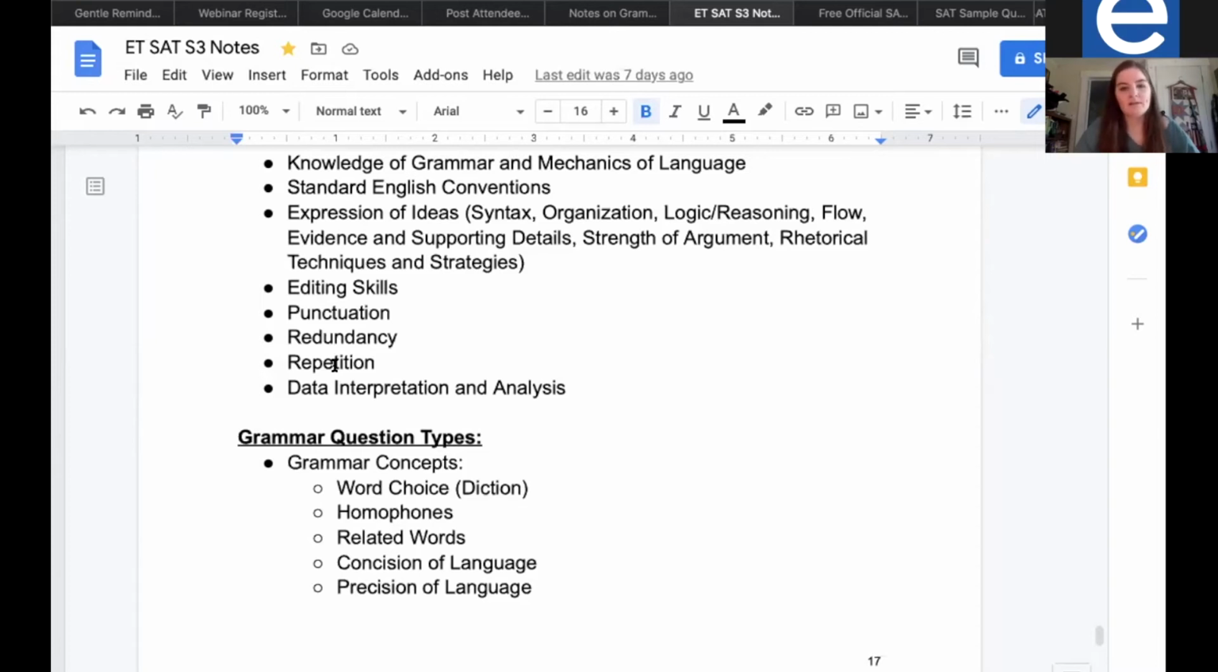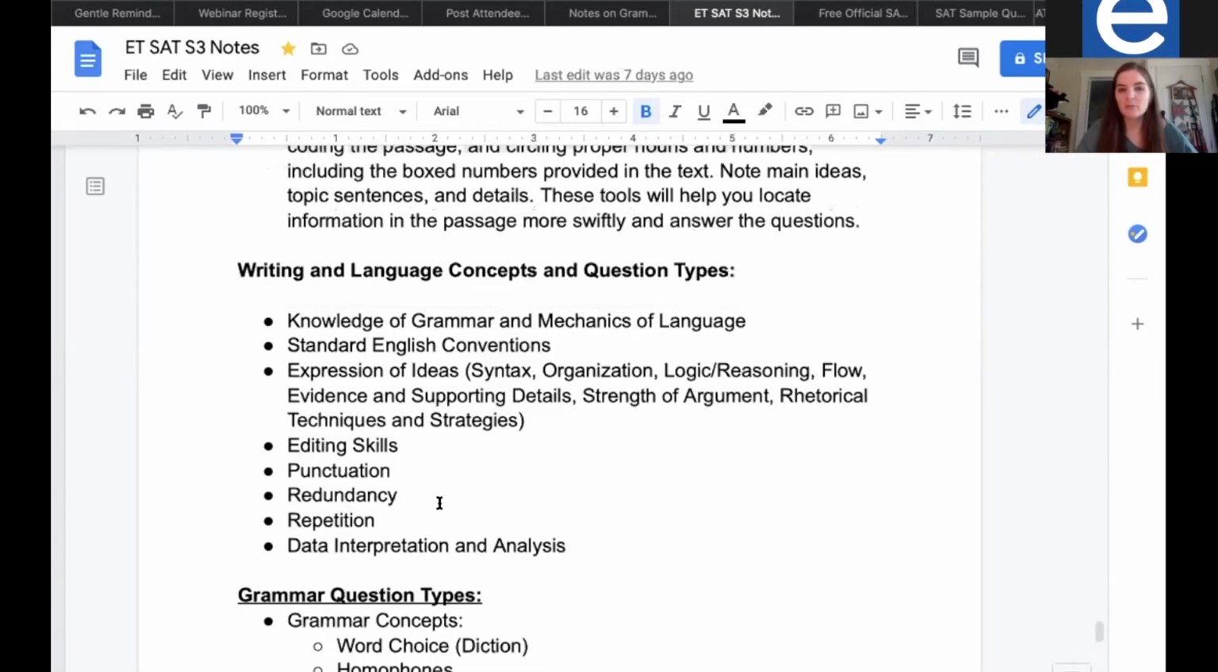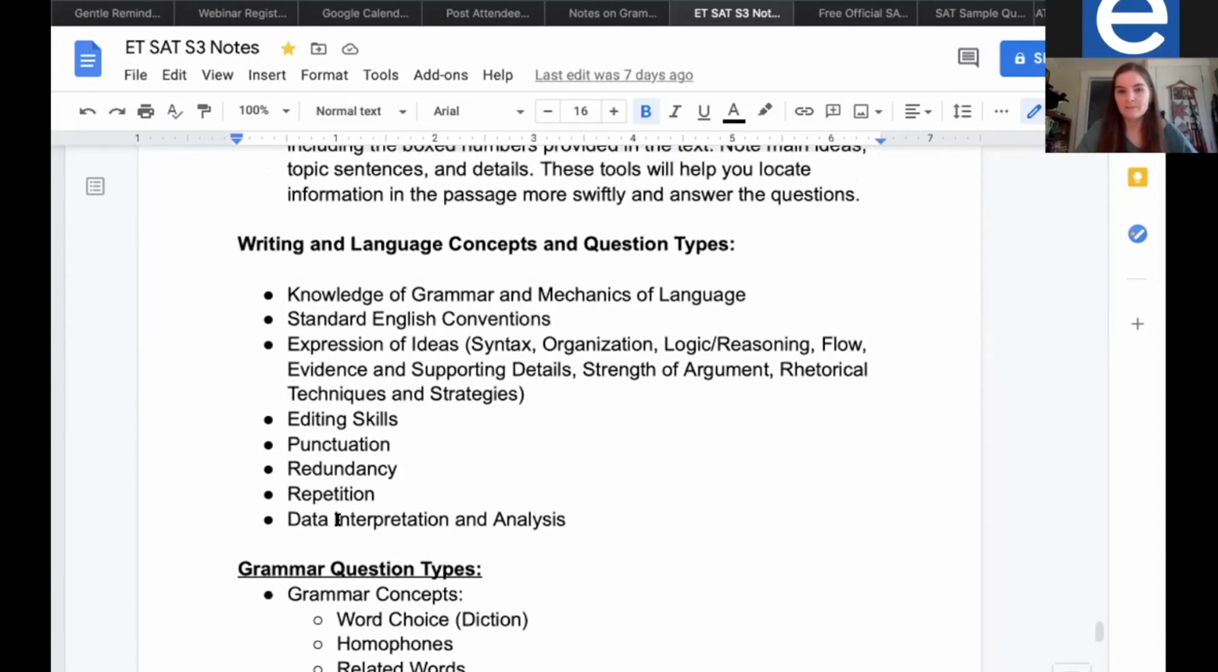Data interpretation and analysis. This section is also going to include data interpretation and analysis. That includes your ability to understand and interpret data, and to analyze and assess an author's use of data. Just like we have the data reasoning questions on the reading section, you're still going to be dealing with interpreting and understanding data, because that is part of writing and part of understanding ideas and conveying thoughts. That's an integral part of writing and language on this test.